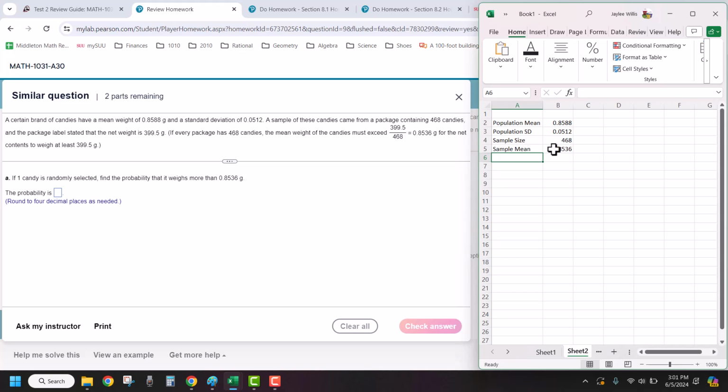Yeah, that was all of the information that we're given. And the first question we're asked is, if one candy is randomly selected, find the probability that it weighs more than this value of the sample mean. So for this one, the sample size is actually 1 because we're only selecting one candy. And we want to find the probability that it weighs more than this sample mean here.